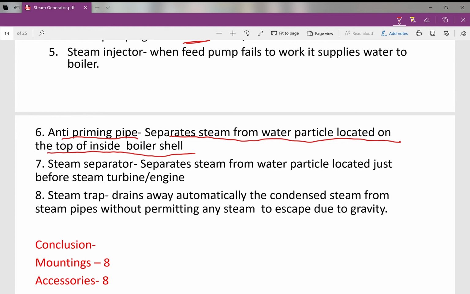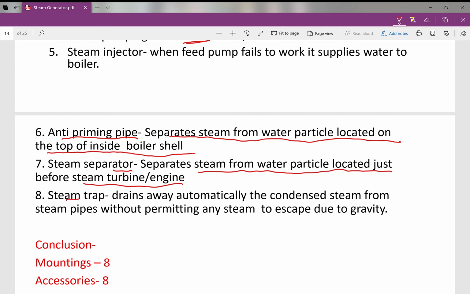So written clearly, it separates steam from water particles, located on the top inside the boiler shell. Right, students? Now come to the seventh one, the steam separator. This steam separator separates steam from water particles, located just before the steam turbine or engine.